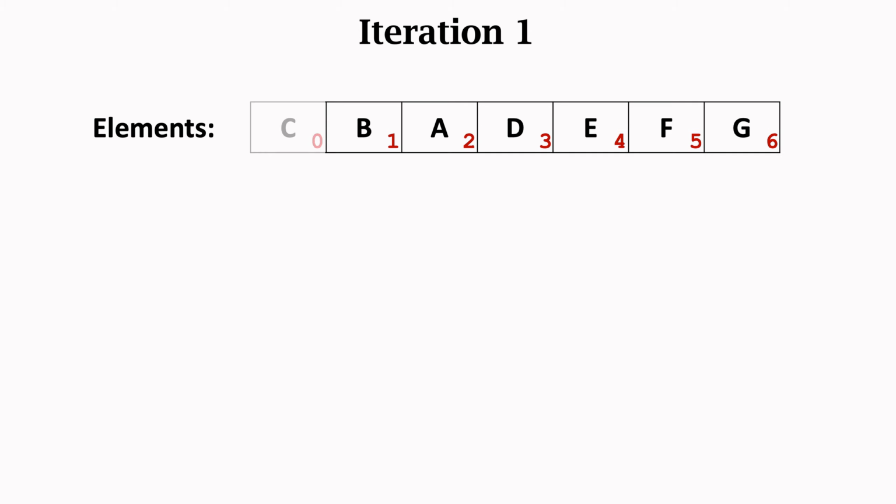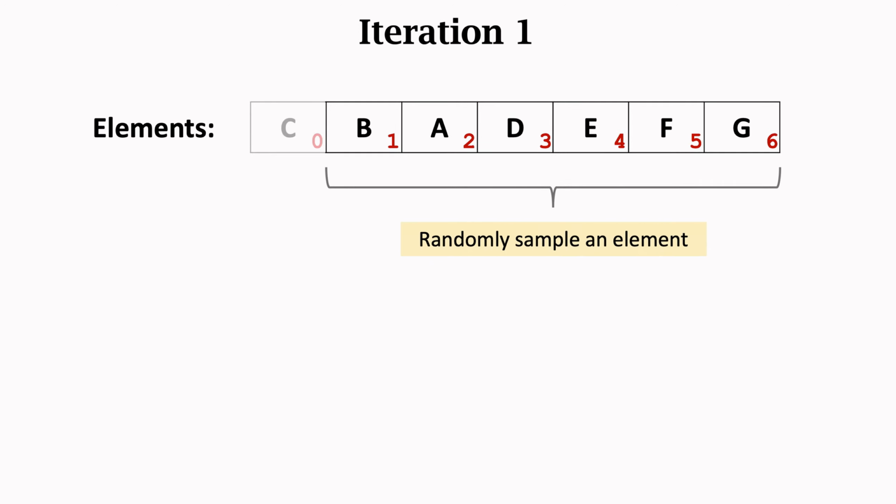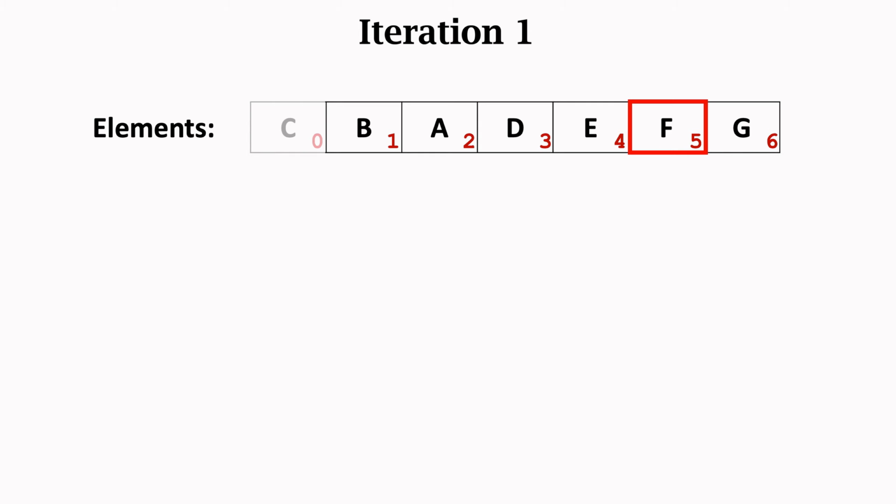Now the first iteration begins. Randomly select an element out of the remaining 6 elements. I happen to get the 5th element, F. This is the first iteration, so the selected element, F, should be moved to the first position. We swap the selected element, F, with the first element, B. After the swap, F is in the first position.